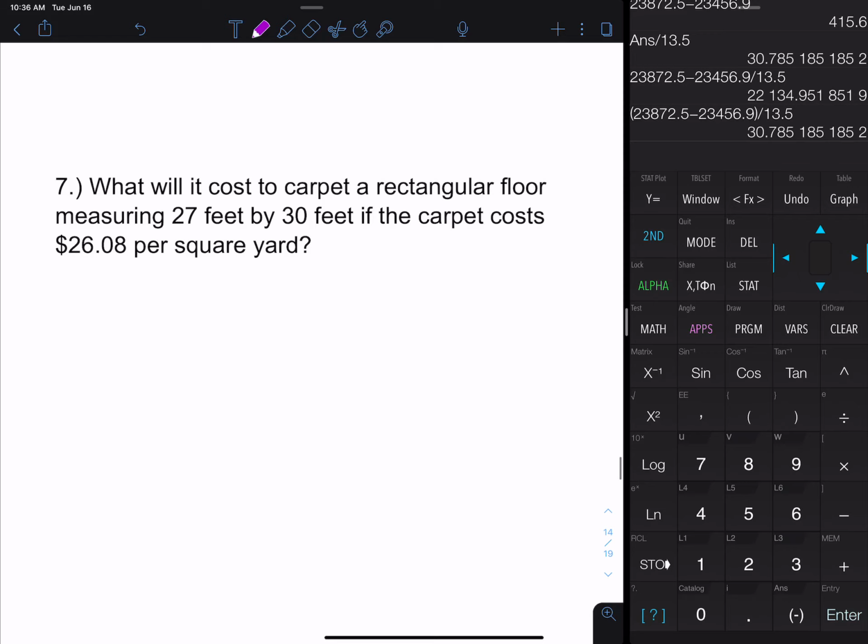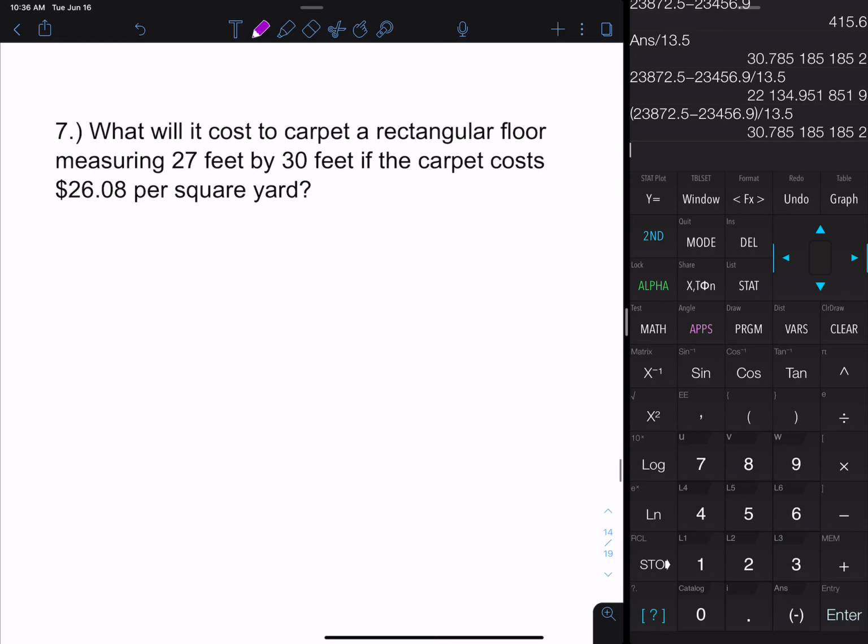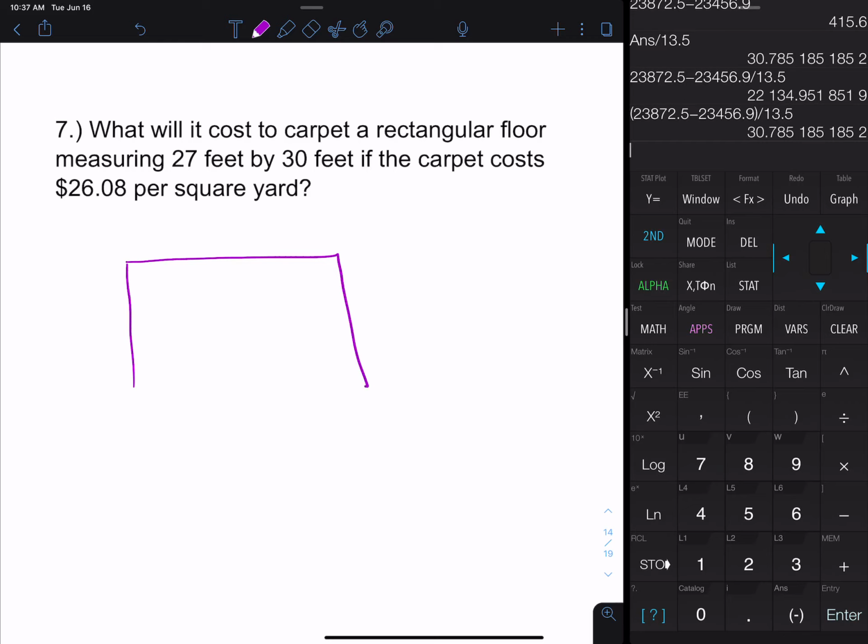So let's look at another example. It says, what will it cost to carpet a rectangular floor measuring 27 feet by 30 feet if the carpet costs $26.08 per square yard? So if I'm trying to figure out what's going on here, we have a room that's 27 feet by 30 feet. But we want to figure out the costs. That's in square yards. So the first thing I'm going to do is convert the feet to yards.